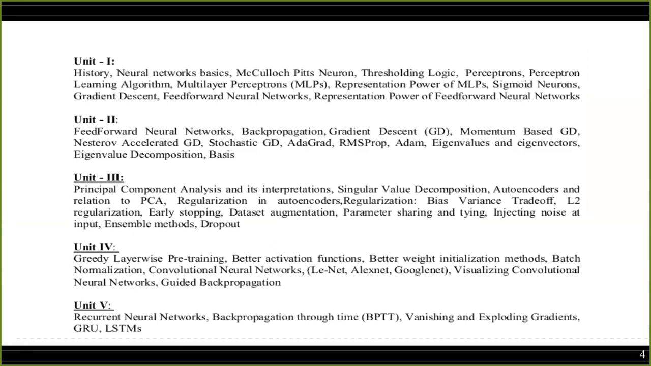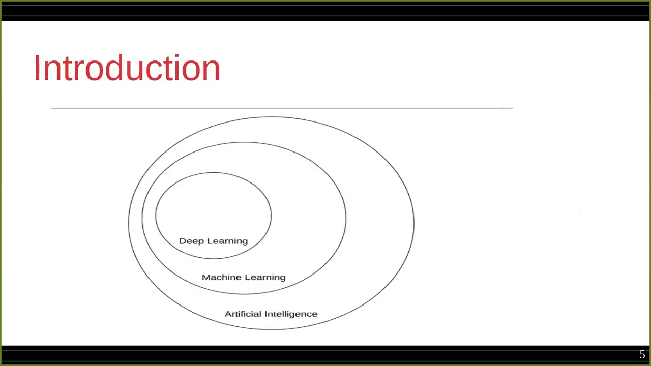Our course is divided into 5 units. Unit 1 talks about the MP neurons, thresholding logic, the perceptrons, and the multi-level perceptrons. Unit 2 talks about the feed-forward neural networks and various optimization algorithms. Unit 3 talks about principal component analysis, regularization and autoencoders. Unit 4 talks about the convolutional neural networks, and Unit 5 talks about the recurrent neural networks.